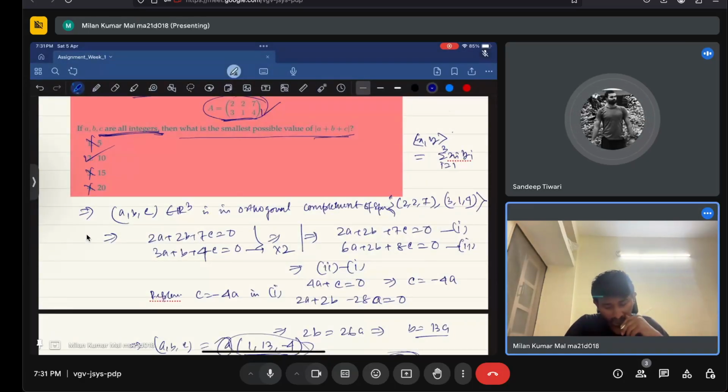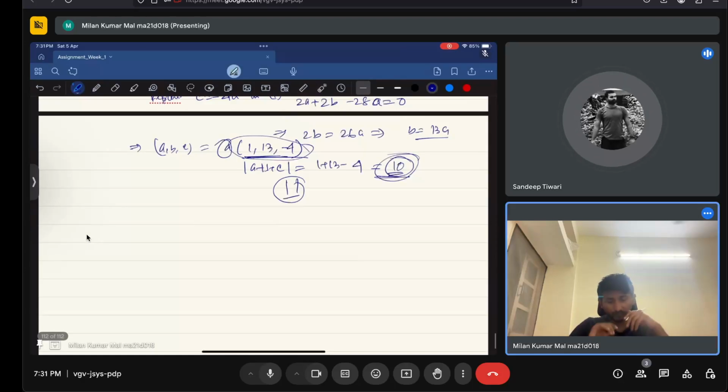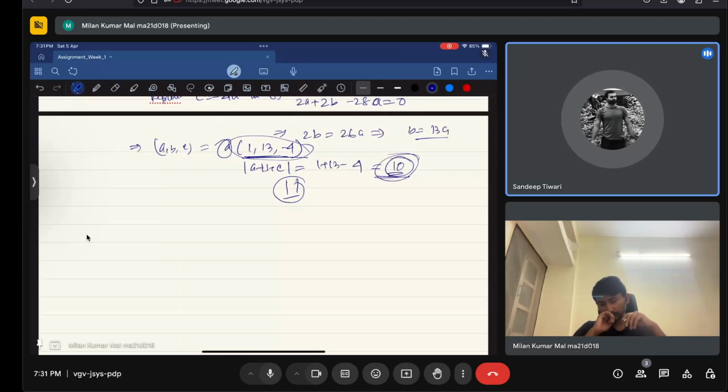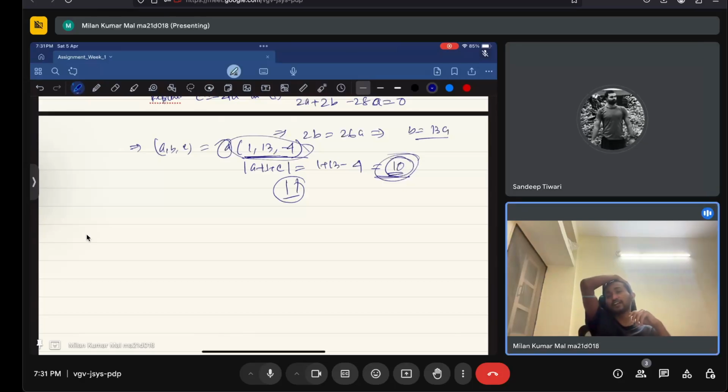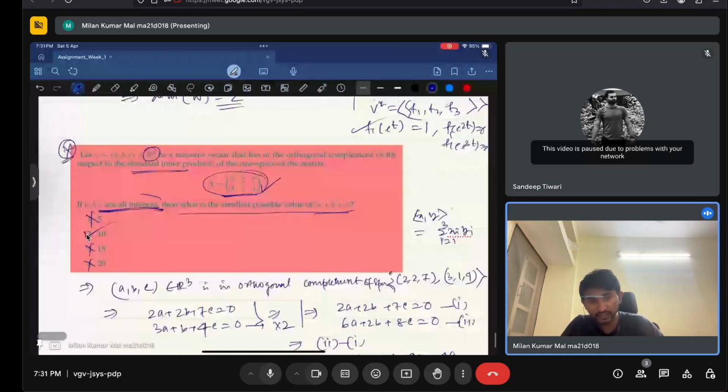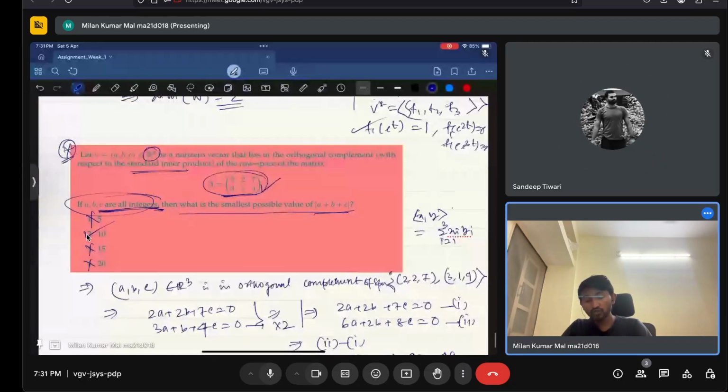Sir, how can we prove this is the smallest by any analytical method? Don't go for an analytical method. Here three things are given. One, ABC are all integers, right? The other thing is that it is a multiple of (1, 13, minus 4). So what solutions are possible? All scalar multiples of a, right?